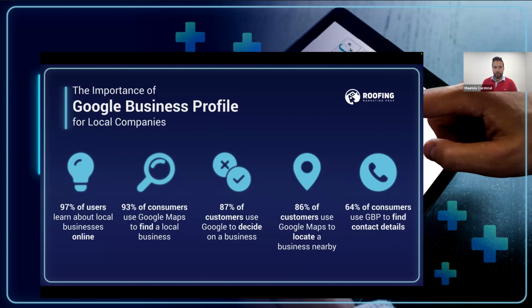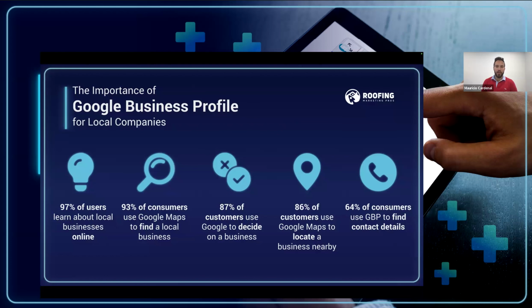87% of consumers use Google to decide on a business. One of the stats that I read years ago, from Roofing Contractor Magazine, is very prevalent even today: 90% of roofing jobs begin with an online search. So it's important when you actually do this online, right?